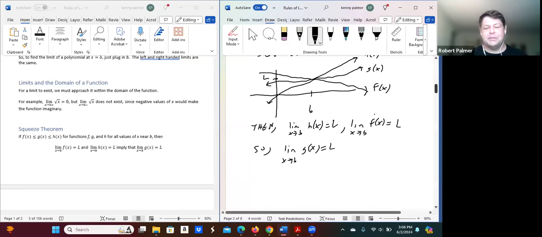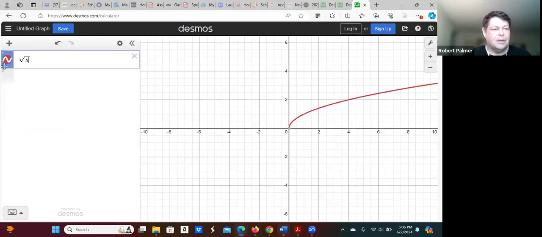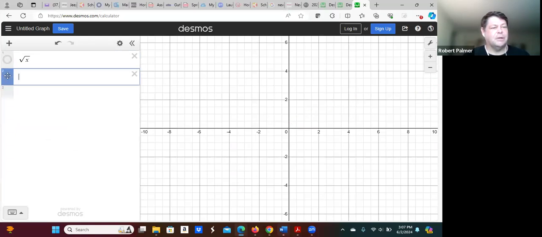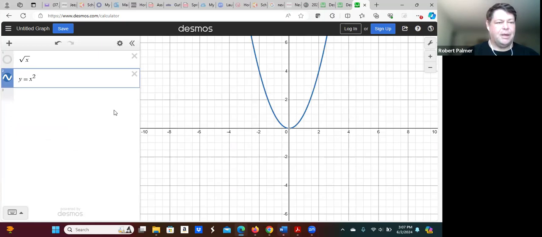So let's look at an example on Desmos, kind of show how that works. So let's go back to Desmos. Let me just turn this one off. We always turn on or off by toggling that right there. Let's do a couple of graphs. Let's do some graphs we're familiar with. Y equals x squared. Okay. Now, that will be our g of x.